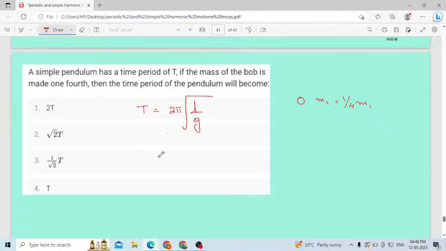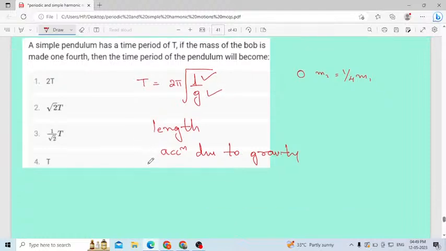The time period of a pendulum depends upon the length and upon the acceleration due to gravity. Already we know. It directly depends upon the length and acceleration due to gravity. But T does not depend upon the mass. When there is a change in mass, it will not affect T at all. It will remain the same.